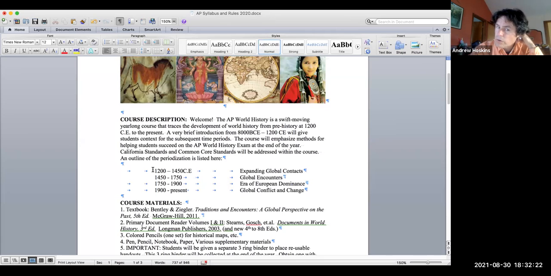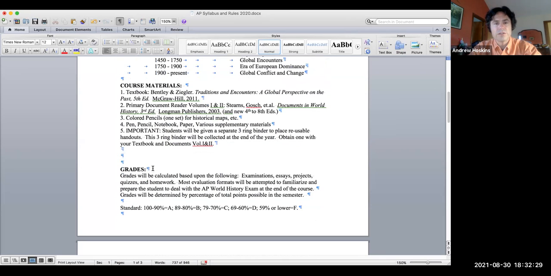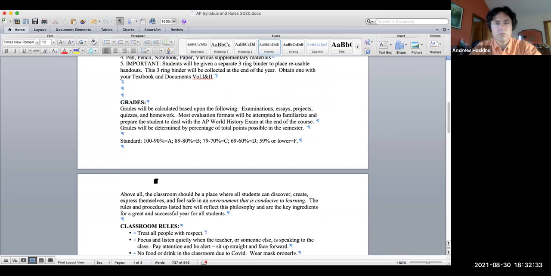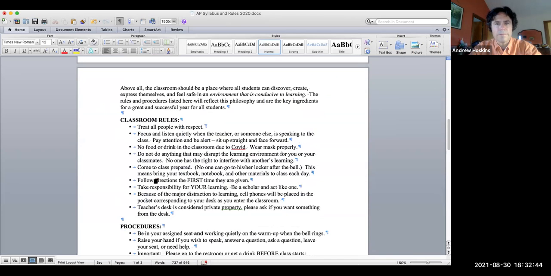And right now we're obviously in Unit 1, Unit 2, and I'll show you more about that in a bit. Students have all their books and all the things they need. Grades are very simple. It's the amount of points they get out of the amount of points possible from exams, essays, projects, quizzes, homework, and so forth.